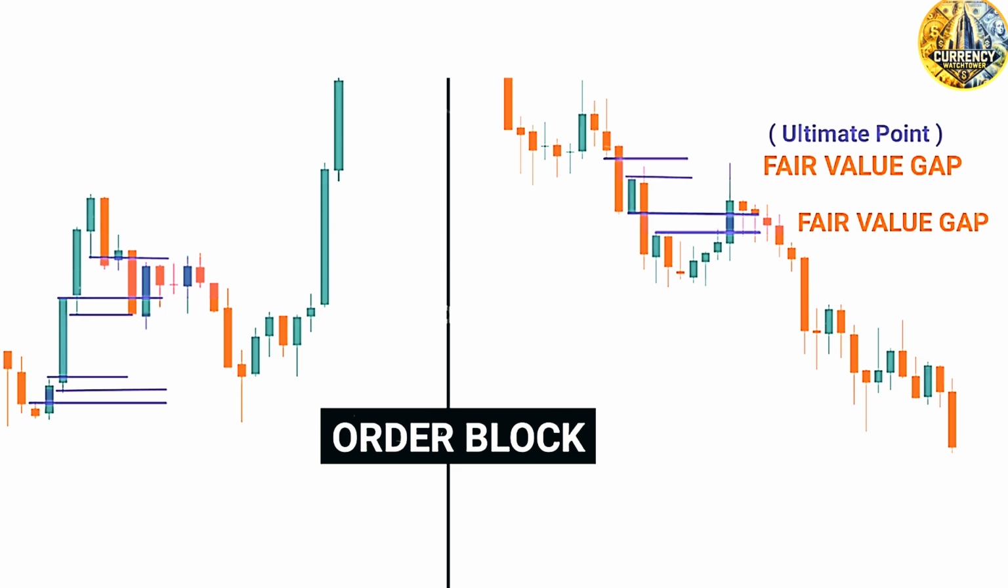We completely understand that the fair value gap works best alongside the order block. After this, we will analyze the fair value gap by combining it with the order block, and we will understand it with a live trade example.